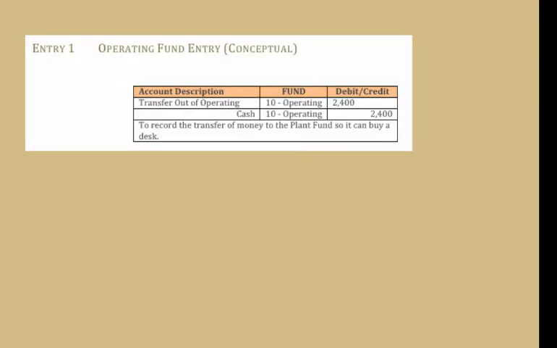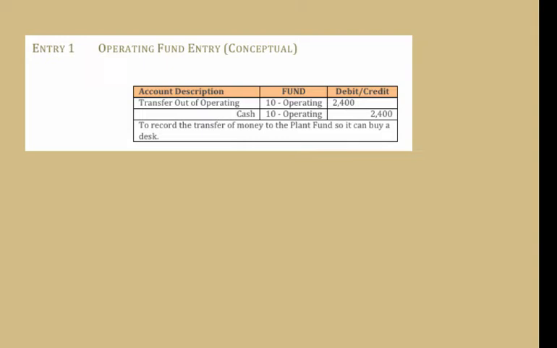First, we're going to need an entry into the operating fund. Now remember, this is the conceptual entry. We need to debit transfer out of operating, and the analysis here would be Fund 10 for the operating fund. The credit line of this entry would be to the cash account in the operating fund. And this entry will record the transfer of money to the plant fund so that it can buy the desk.